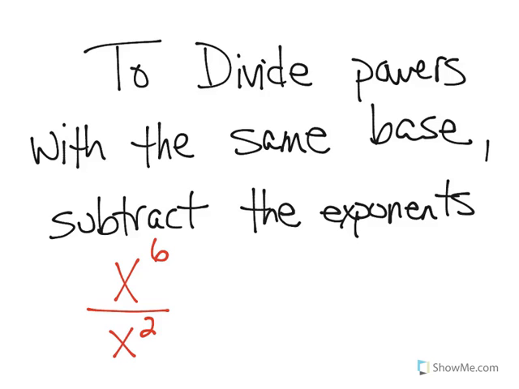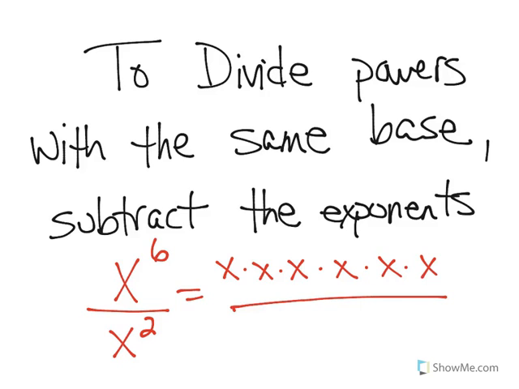If we take a look at the longhand version, which again is not something we're going to do every time, but just to show you where this rule comes from. If we have x to the 6th divided by x to the 2nd, we have the same base x. So I would write that out longhand. It would look like this: x times x times x times x times x times x all over x times x.